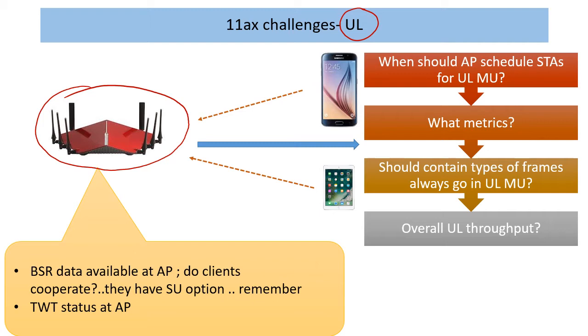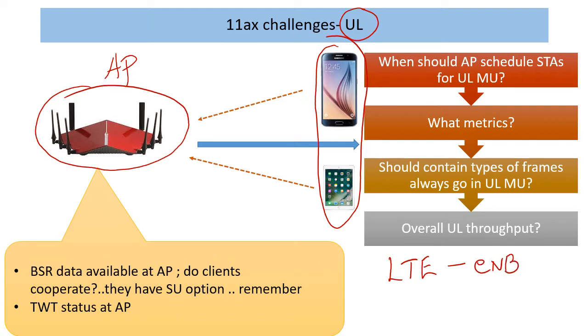On the uplink, the challenge is that the data is present with the stations or clients and the AP has to schedule. Now you might argue, doesn't LTE do all of this? Yes, but remember in LTE, as I mentioned for the downlink, this is the only method, which is only the E node B schedules. And this continues for 5G as well with the G node B. So there is no other option. What do I mean by no other option? I'll explain in just a moment.